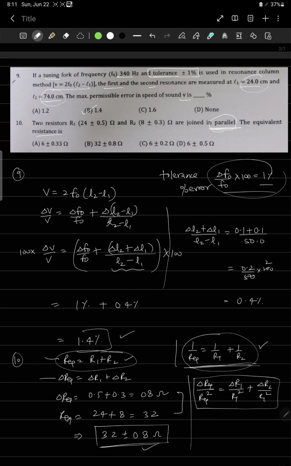So you need to find delta R equivalent and R equivalent. Delta R equivalent you can calculate from here: delta R1, delta R2, R1 square, R2 square, and multiply with R equivalent square in the end, because you need to find this one. And from this formula you can find R equivalent, and then you can report the answer. So you'll get the answer C, definitely. Okay, let's move to the next question then.